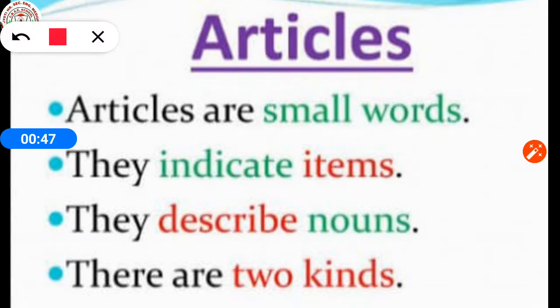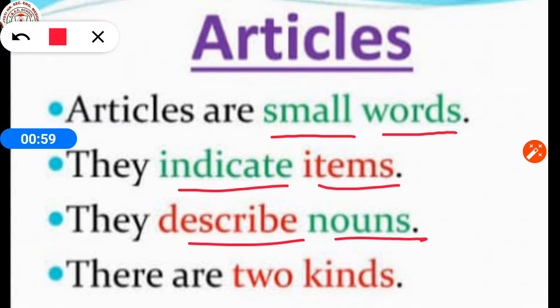Basically, articles are small words. They indicate items. They describe nouns. There are two kinds of articles. So, articles are small words such as the and a, which combine with a noun to form a noun phrase. Articles typically specify grammatical definiteness of the noun phrase.